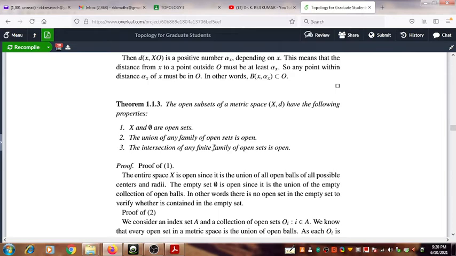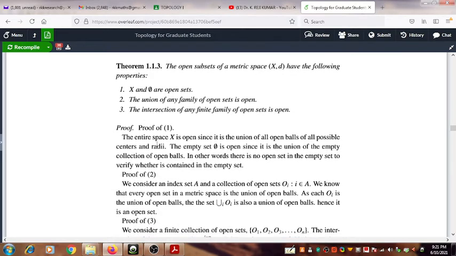Here we consider any family, that means the collection of open sets that we take may be finite or infinite. The union of any family of open sets is open. But when we come to the third statement, we must strictly take only a finite family of open sets. We take the intersection of those open sets. The intersection of any finite family of open sets is also open. We are going to see the proofs of the statements one by one.